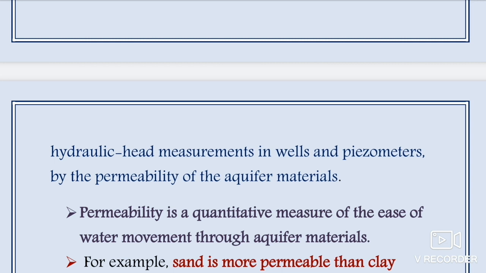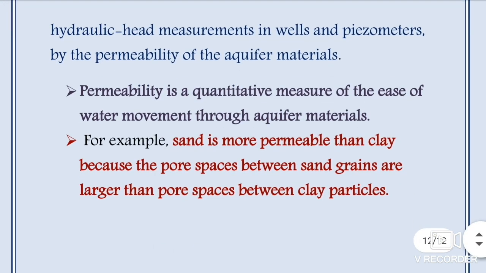Permeability is a quantitative measurement of the ease of water movement through aquifer materials. For example, sand is more permeable than clay, because the pore spaces between the sand grains are larger than the pore spaces between the clay particles.